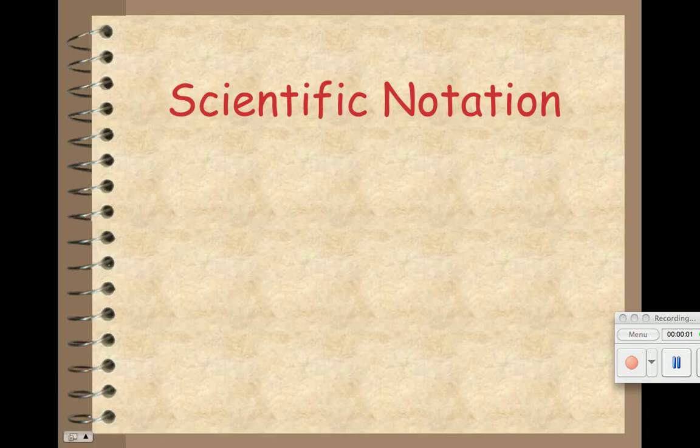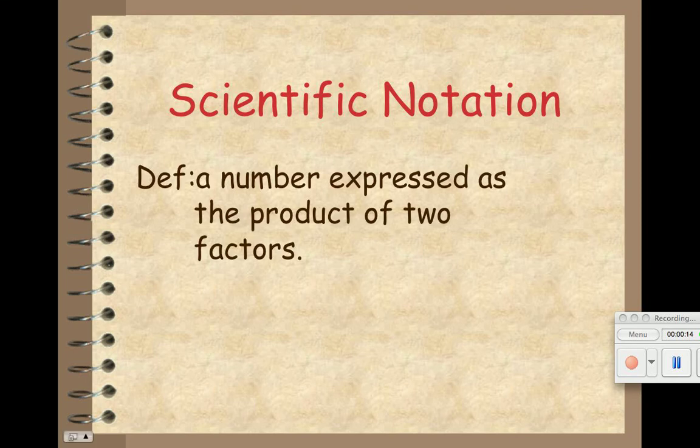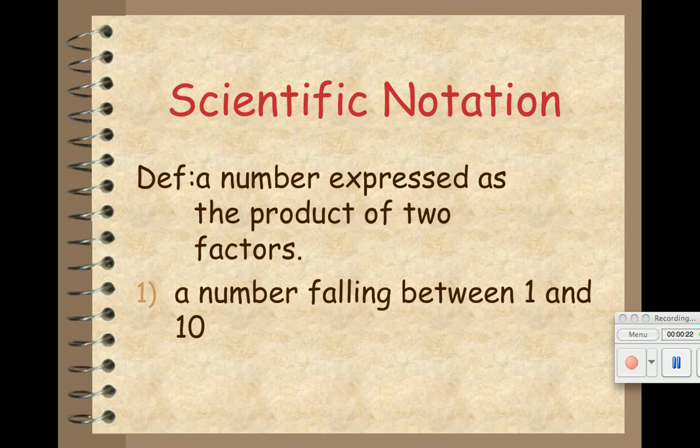This lecture is about scientific notation. Scientific notation is used for numbers that are very large or very small, as a way of representing those very large and very small numbers. A number in scientific notation form is a number expressed as the product of two factors. The first factor is a number falling between 1 and 10, and the second is a power of 10.